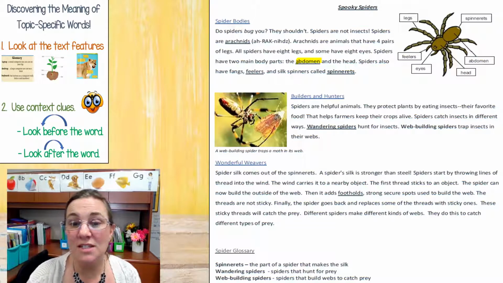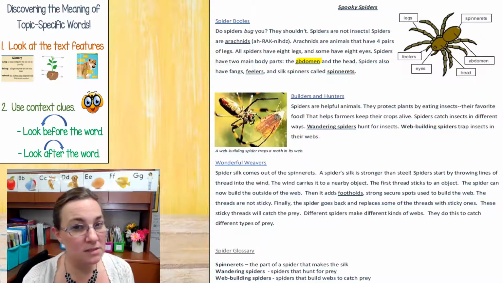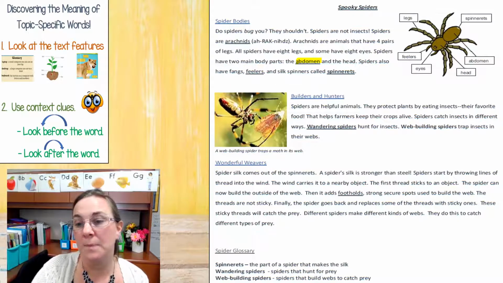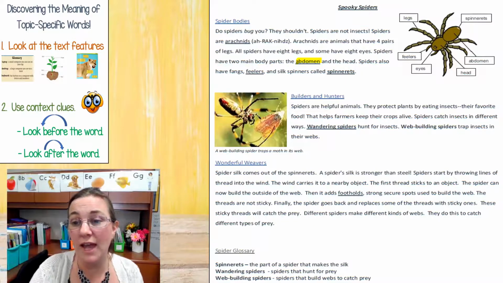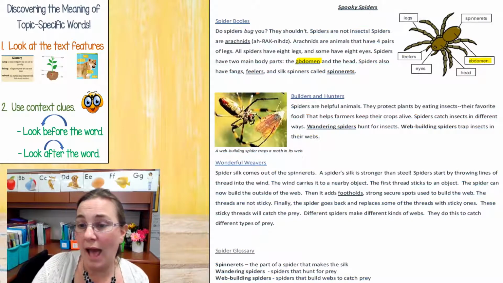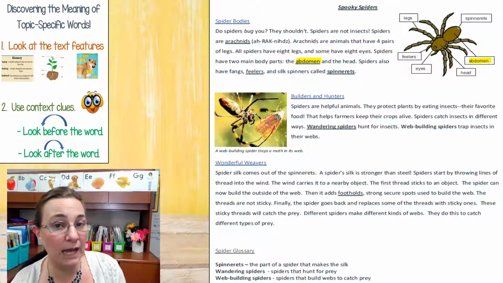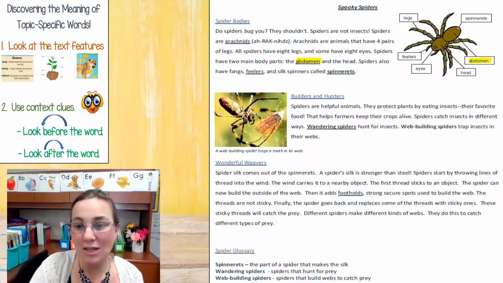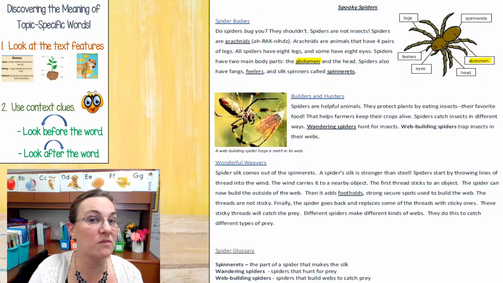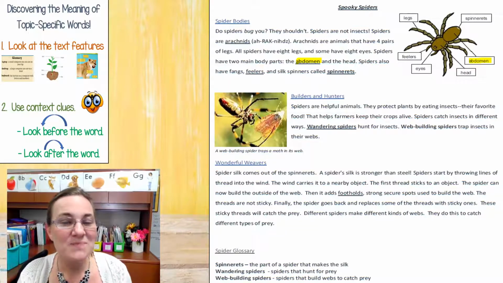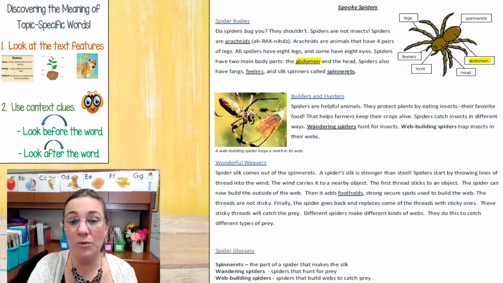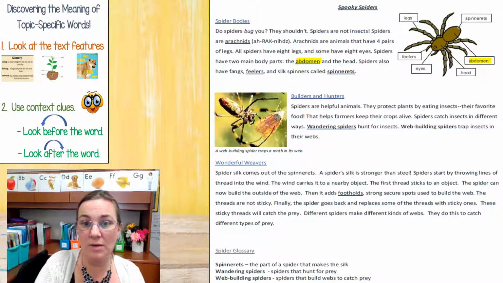So the first thing I need to do is look at the text features and see if the text feature can help me out. I'm looking at this text feature and I see the word abdomen again. There's a line from the word abdomen to the back half of the spider's body. Now I know that abdomen must mean the back half of the spider's body. Do you see how looking at the text feature really helps me figure out the meaning of that word? Let's take a look at another word that we can see.